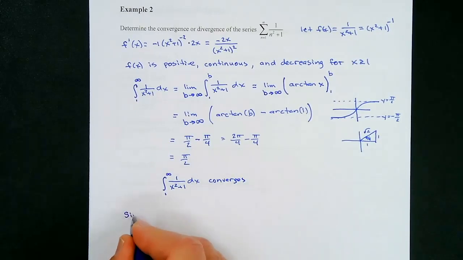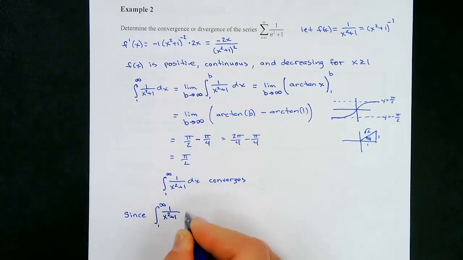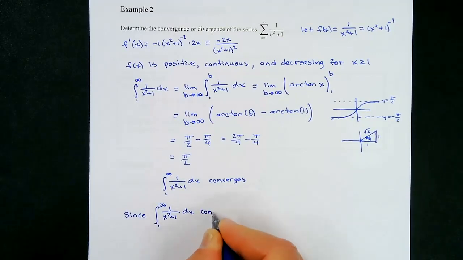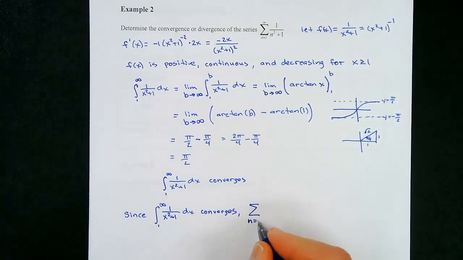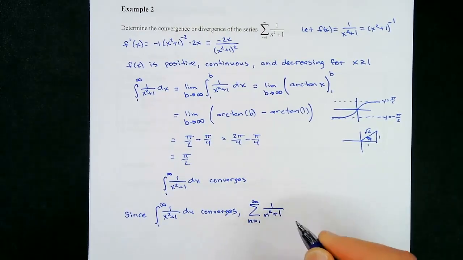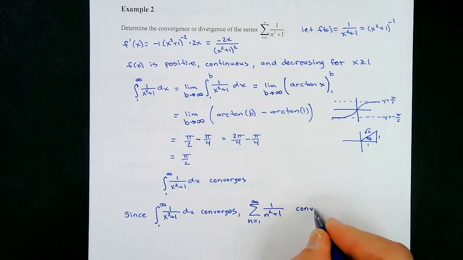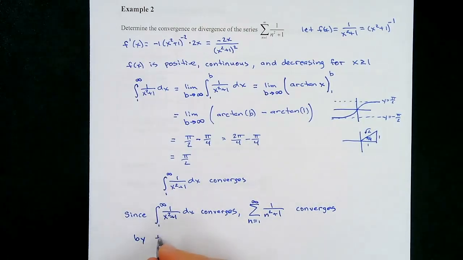And since the integral from 1 to infinity of 1 over x squared plus 1 dx converges, since that one converges, the series n equals 1 to infinity of 1 over n squared plus 1 converges, because they're both going to do the same thing. What allows us to say this? It's the integral test. So you always got to say these tests that we're using.